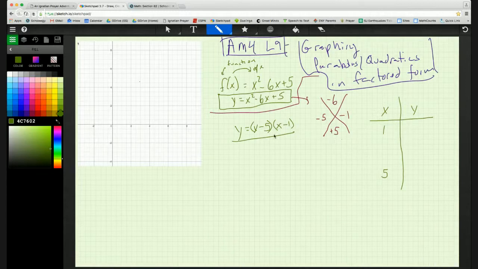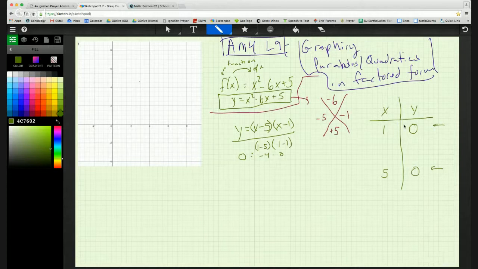So if x is 1, well, we can use the zero product property here. So if x is 1, we get 1 minus 5 times 1 minus 1. Well, that's -4 times 0, and that's 0. So if x is 1, y is 0. And we can probably guess what happens if x is 5. Well, x is 5, y is also 0. So if we are going to graph this function, we already have 2 points that work.